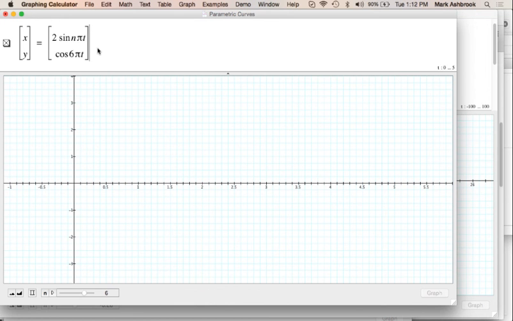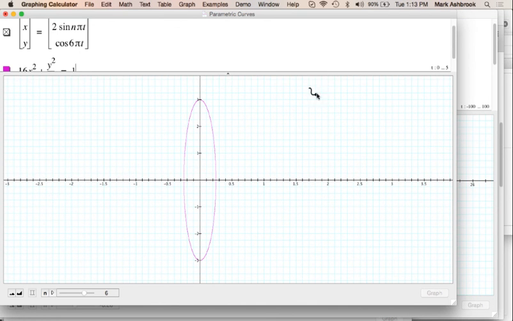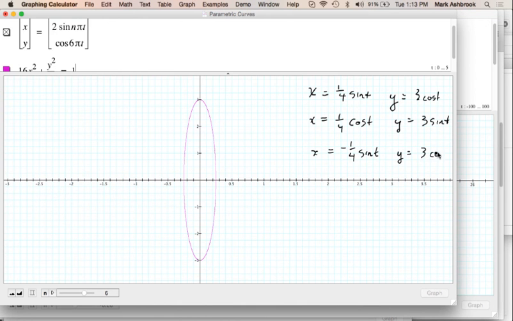So what did I say? Okay. So there it is. And then our first version was x equals 1/4 cosine t, y equals 3 sine t. Second version. Third version? And then let's do one more where it's negative 1/4 cosine t and negative 3 sine t. But there's more, right?